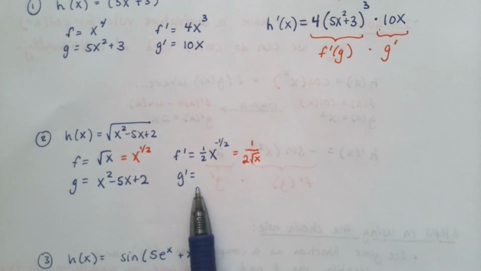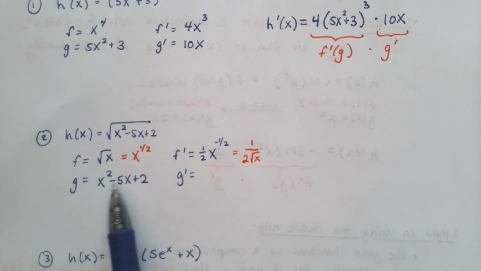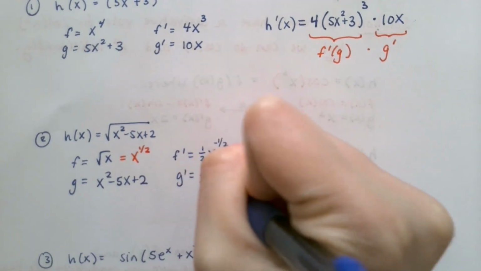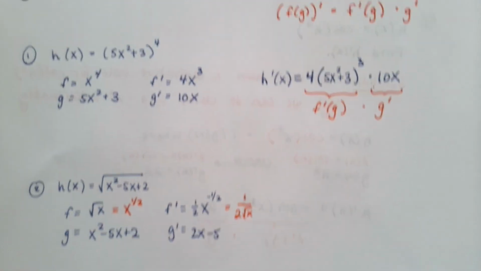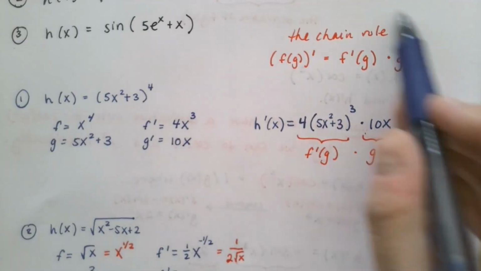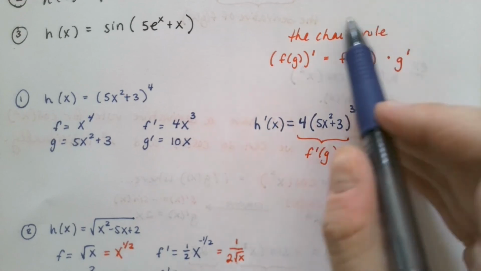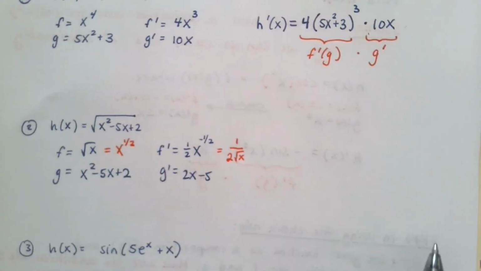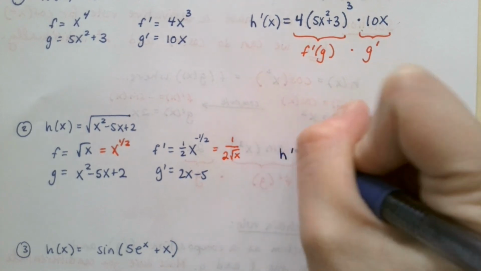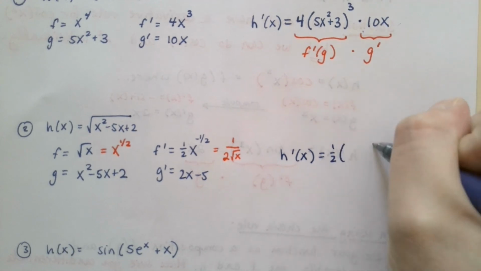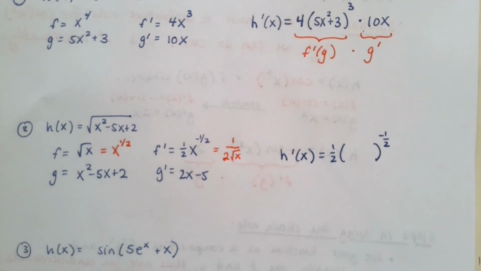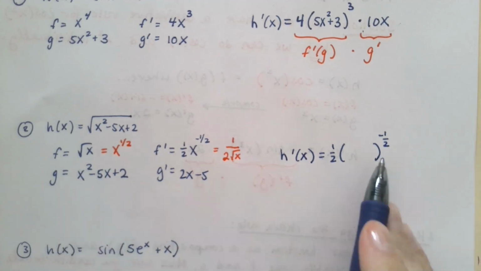Okay, so g prime will be 2x to the 1 minus 5 plus 0. So that's 2x minus 5. Just using the power rule for both of them. Okay, so now I have all 4 pieces, so once again, I'm going to go back to my chain rule and plug things in. So I want f prime of g times g prime. Okay, so my derivative will be f prime with g plugged into it. So I'm going to put this polynomial in here.